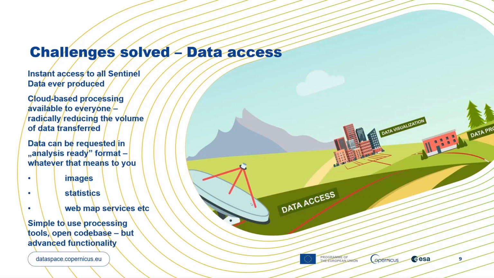applications for the market. This system solves the challenge of data access. It provides instant access to all Sentinel data ever produced. It makes cloud-based processing available to everyone, radically reducing the volume of data transferred. With API access, you don't need to download the individual granules or all the bands in an image. You can only download the product of the analysis that you performed as part of the request. This means that data can be delivered in analysis-ready format, whichever level of processing this means to you. Images, statistics, web map services, or similar.